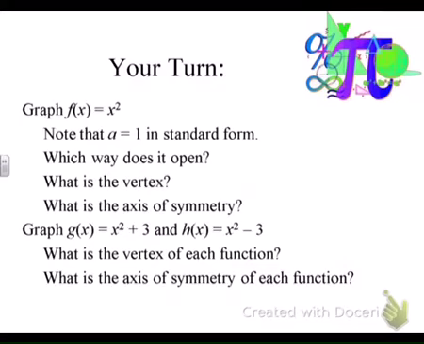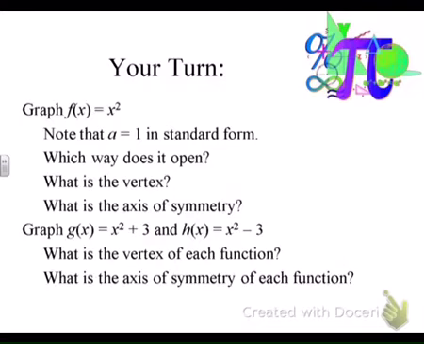Okay, so your turn. Go ahead and graph f of x equals x squared, the parent function. Note that a equals 1 in standard form. Which way is it going to open? What is the vertex? What is the axis of symmetry? And then what is the vertex of the functions g of x and h of x? And what is the axis of symmetry for each function?